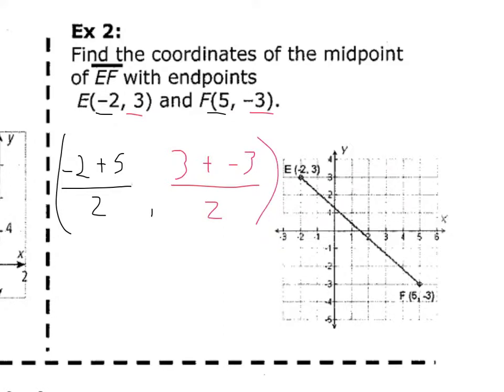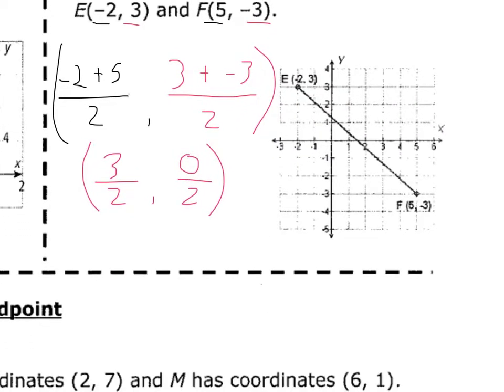Then we go ahead and reduce all that. So you have -2 plus 5, that gives us 3. Then you have 3 plus -3, which is 0. So these are the two fractions we have. Okay, then you go ahead and reduce those. 3 divided by 2 gives you 1.5. And 0 divided by 2, of course, is 0.